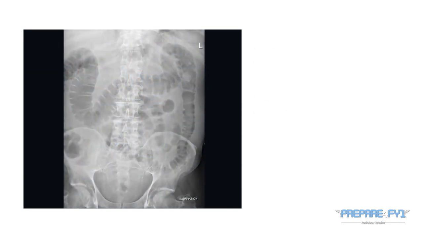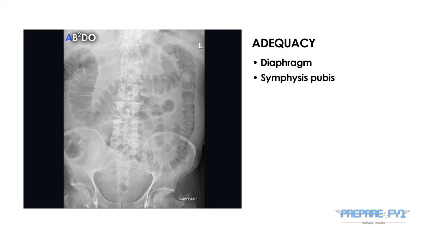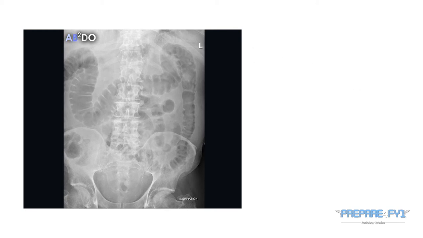We are going to use an A, B squared, D, O approach. A stands for adequacy. Ideally, a film should encompass the area extending from the diaphragm to the symphysis pubis. There should be sufficient penetration to outline the vertebral bodies. B squared consists of bowel and bone.